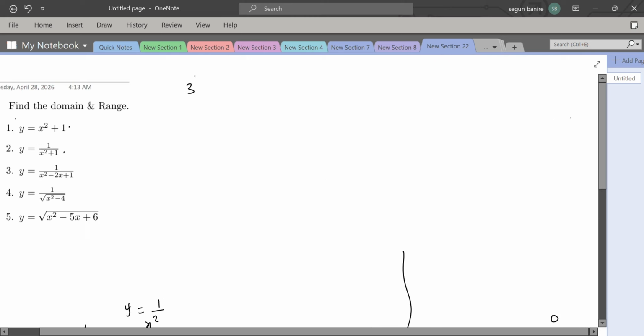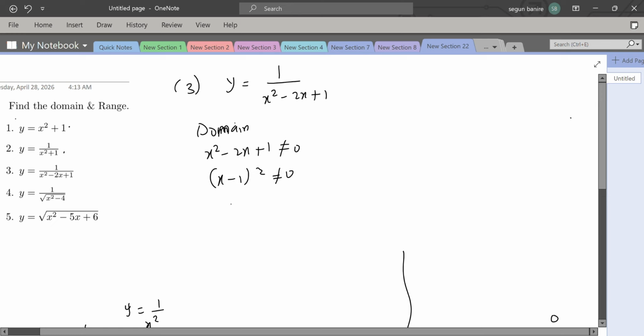Now question 3, y is equal to 1 over x squared minus 2x plus 1. So let's talk about the domain. This is a fraction, so we just have to ensure the denominator is not 0. That is, (x minus 1) all squared is not equal to 0. That is, x is not equal to 1. So this is the real line. We have 1. x is not equal to 1.